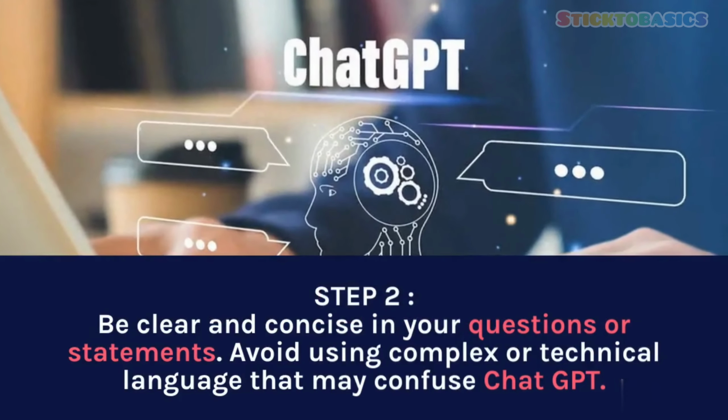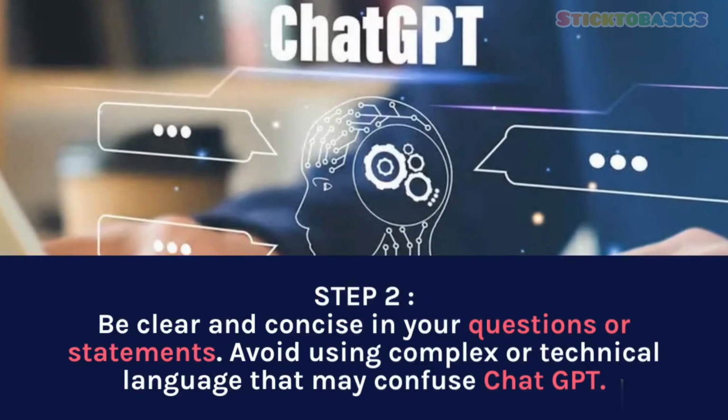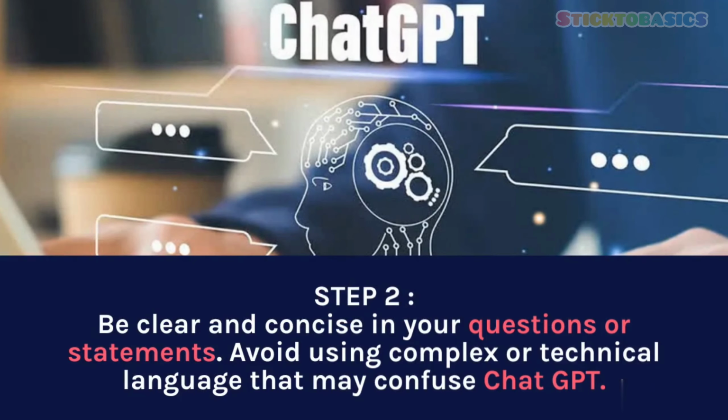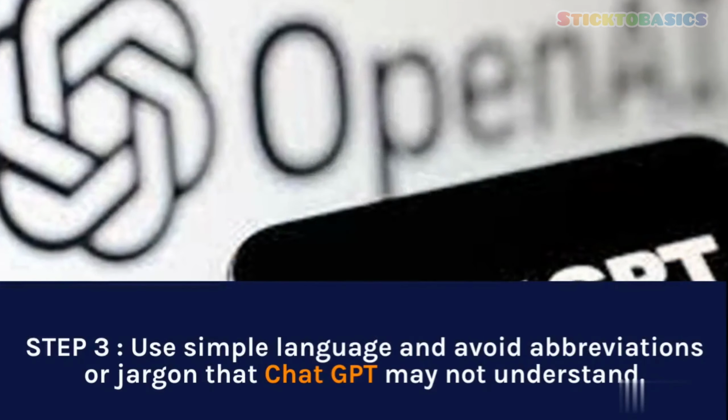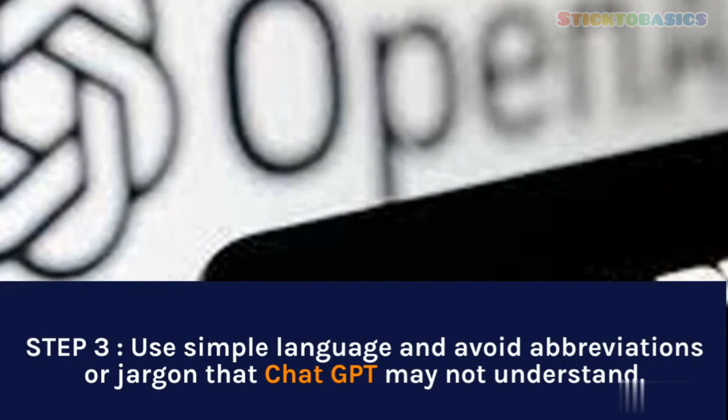Step 2. Be clear and concise in your questions or statements. Avoid using complex or technical language that may confuse ChatGPT. Step 3. Use simple language and avoid abbreviations or jargon that ChatGPT may not understand.